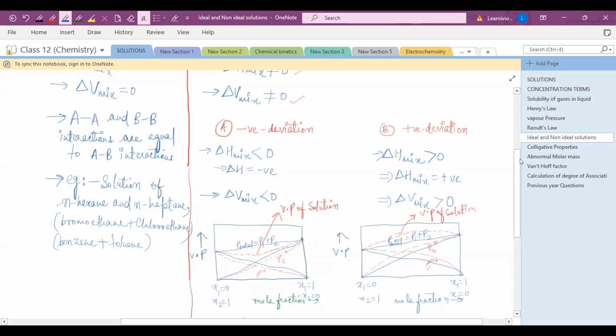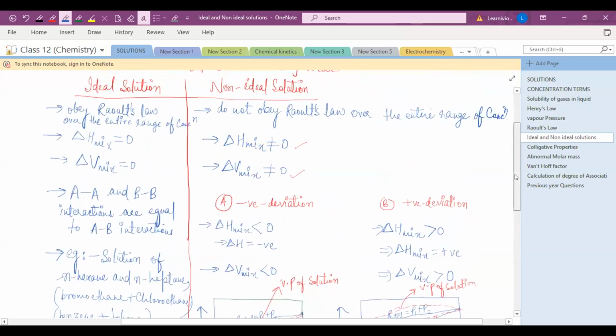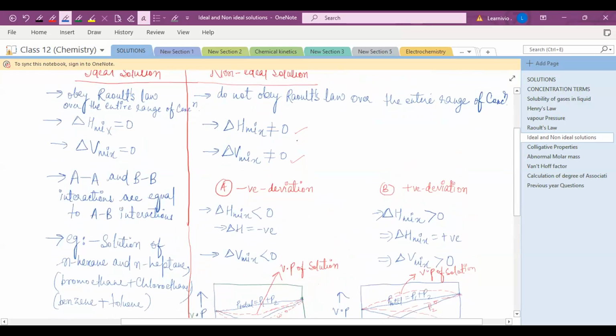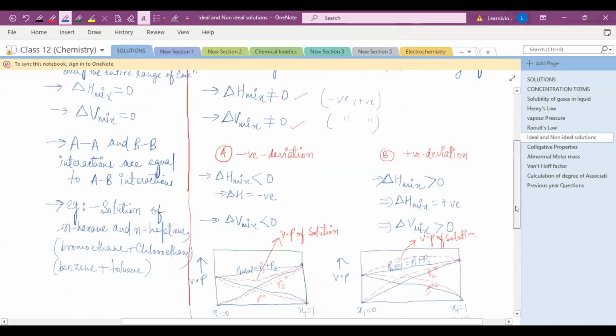Now let's see what is non-ideal. So non-ideal, we know that they don't follow Raoult's law. And the enthalpy change of mixing is not equal to zero. It can be positive or negative, but it will not be zero. And the volume change of mixing is also not equal to zero. Volume change will also be either positive or negative.